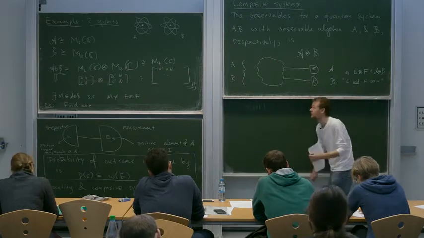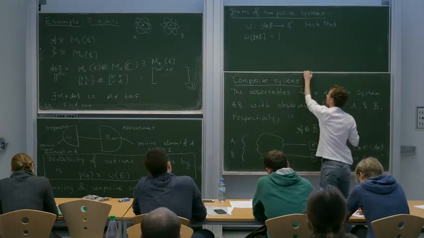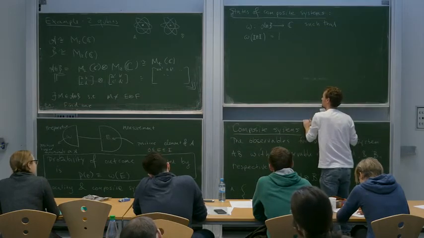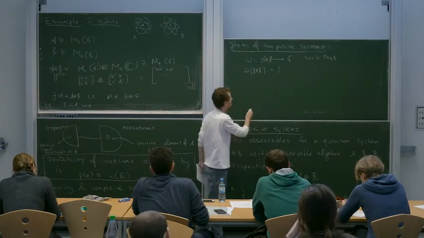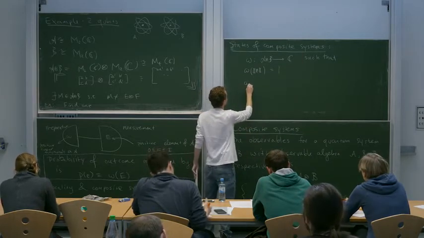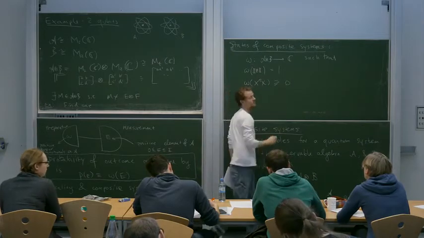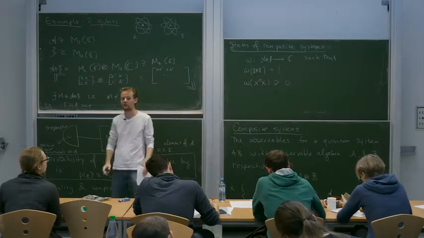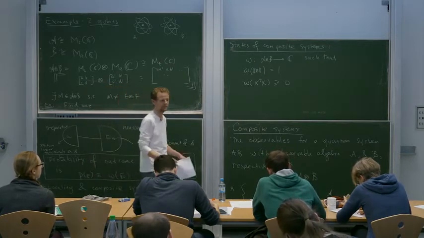And if we have probability is not destroyed or created, that's what this says here. And secondly, if we have an effect, so if we have an element x dagger x, this had better be bigger than or equal to 0. So that's what it means to be a state of a composite system. It's the same as what it means to be a state of a quantum system.